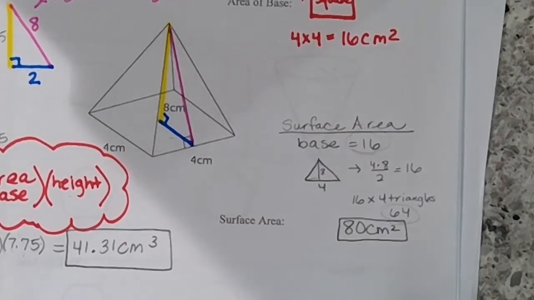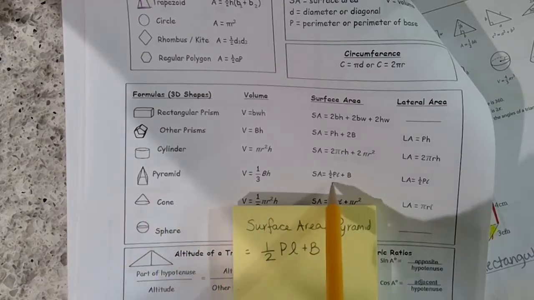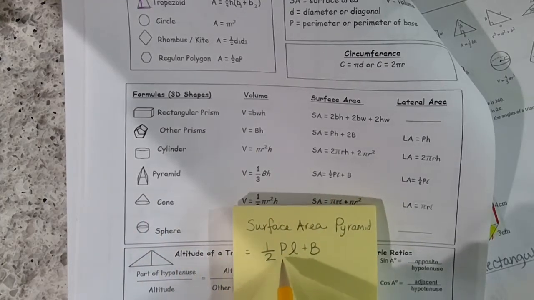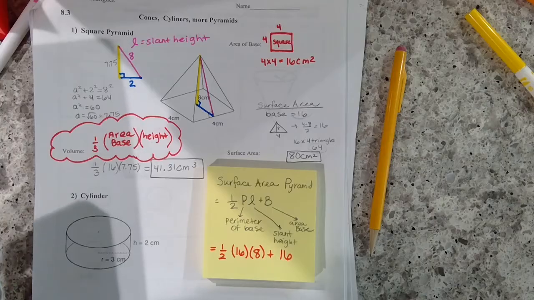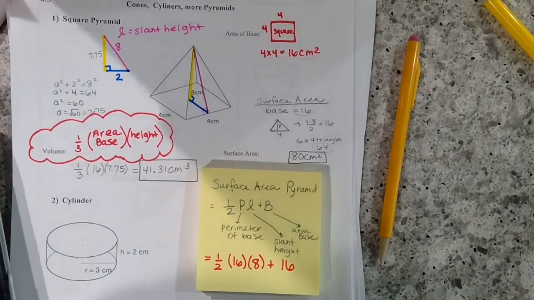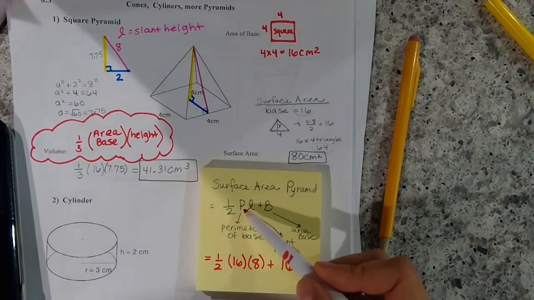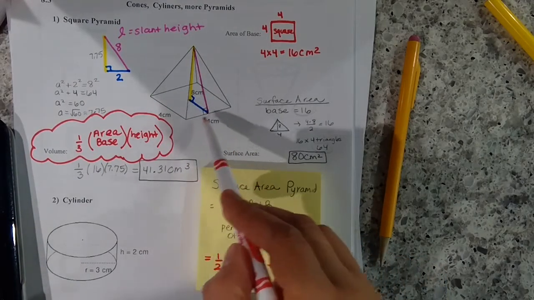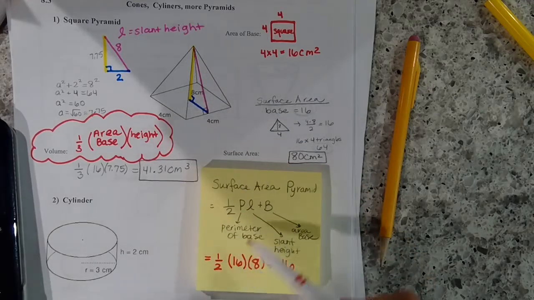Now I'm going to actually use the formula for it. So I found the formula for the pyramid. The surface area is 1/2 PL plus capital B. And we'll talk about what that means in a minute. All right, so I went back, found the formula, and it is 1/2. P stands for the perimeter of your base. The perimeter of this base is going to be 4 times 4, so all the way around, 16.